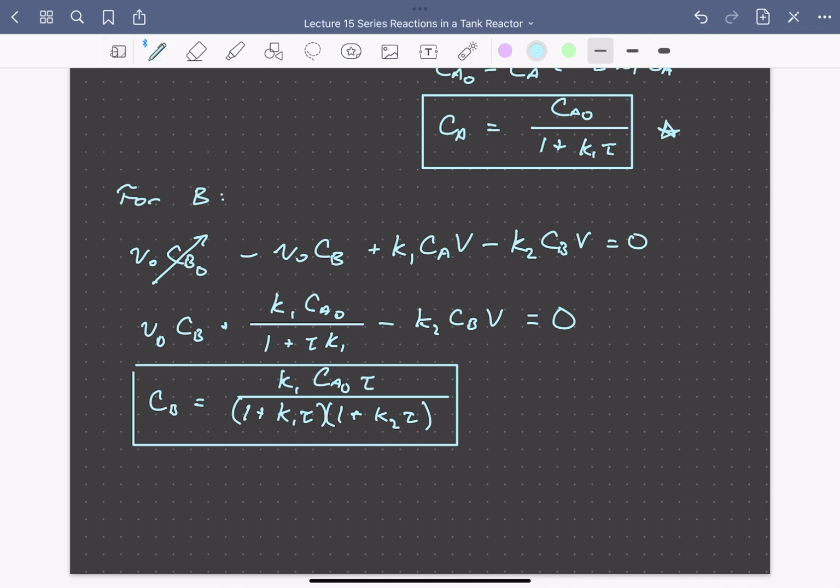So to write the concentration of C, we could solve the mole balance as we did for B, but we can also notice from stoichiometry that the changing concentration of A, so Ca0 minus Ca, is either going to be accounted for by an increase in concentration of B or an increase in concentration of C. So just from that stoichiometry, we can write the concentration of C. So this is going to come out to K1 K2 times tau squared times Ca0 divided by the same denominator we had for Cb, so 1 plus K1 tau times 1 plus K2 tau.